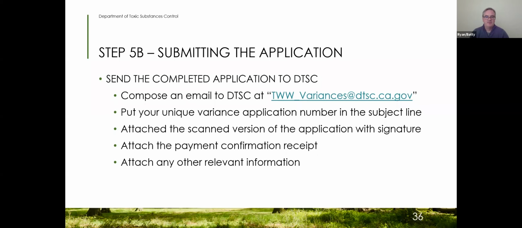Okay, so the application, you'll need to email it back to DTSC at tww_variances@dtsc.ca.gov. And we ask that you put your unique variance application ID number in the subject line of the email. You attach the scanned version of the application with your signature, attach the payment confirmation receipt, and any other information that you're providing as part of your application. Next slide, please.